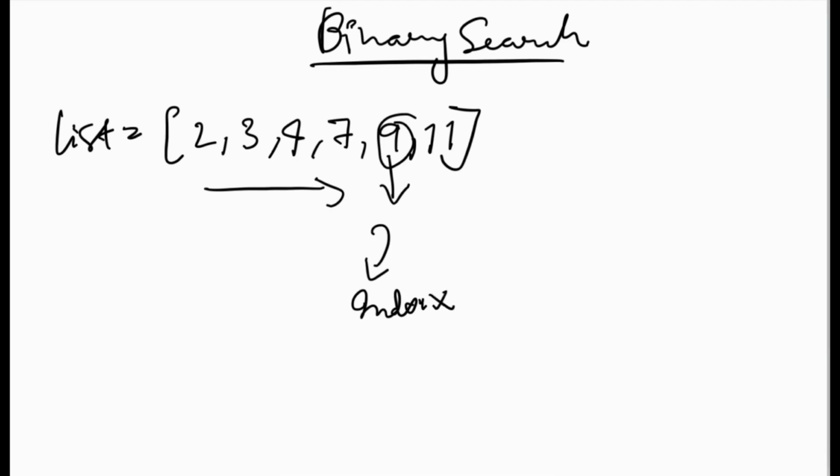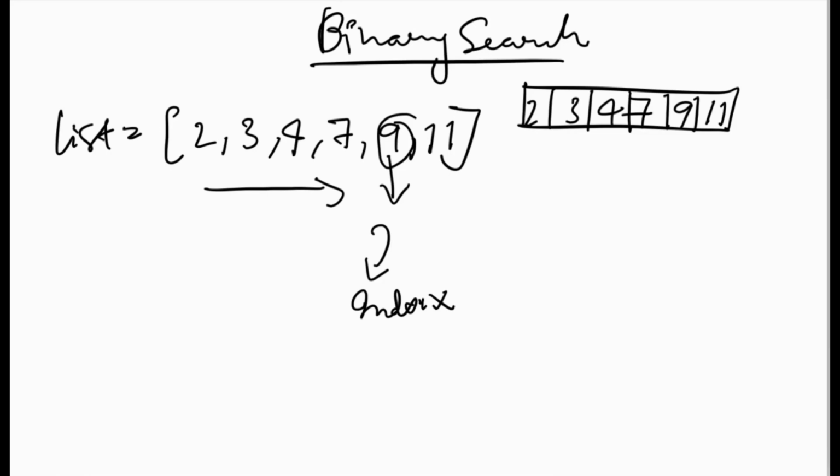So let us make it clear by drawing the boxes for the list. 1, 2, 3, 4, 7, 9 and 11. The index starts from 0, 1, 2, 3, 4 and 5. So the normal for loop is called a linear search. In this we are going to run a for loop. Let us see roughly about this, and later we'll look at the code of this also.